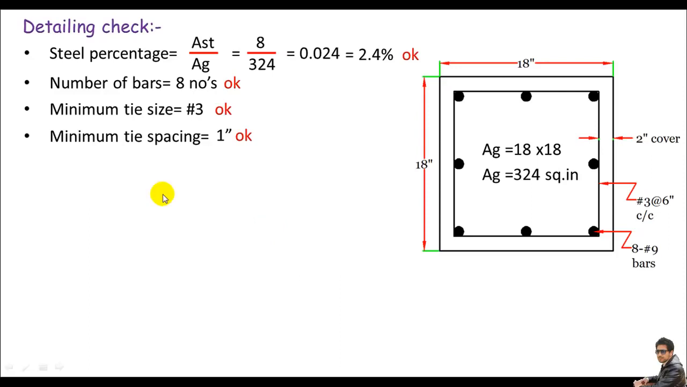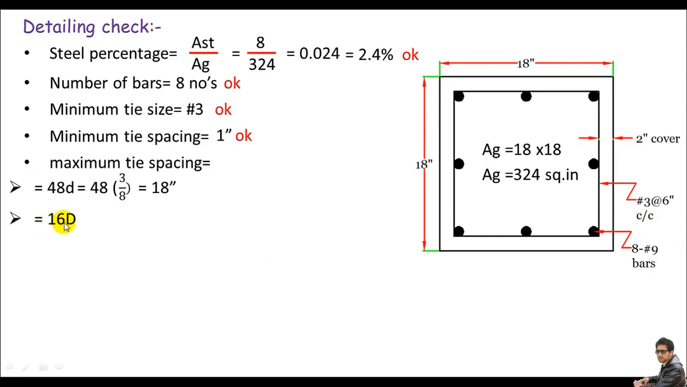Now I'll come to the maximum tie spacing. The maximum tie spacing is of course the smallest of 3 values. The first one is 48 times diameter. Plug this in over here, 48, and the diameter, just look over here, it's number 3 bar, right? Which means 3/8 inches. Do a little mathematics and you get 18 inches. Next, we have 16 times the diameter of the main bar. The main bar is number 9, so 9/8 inches. You get 18 inches again.